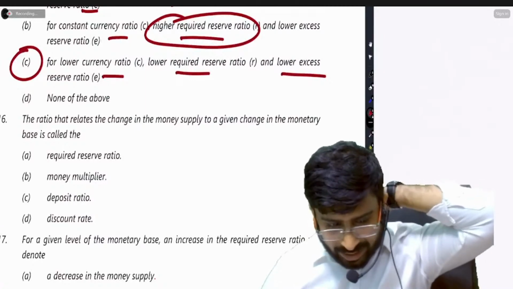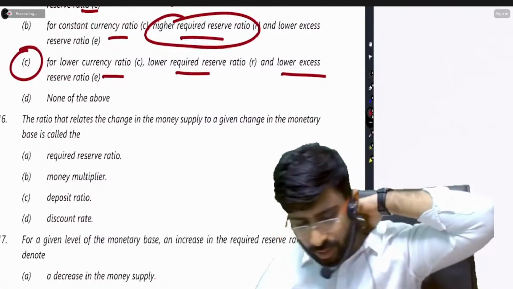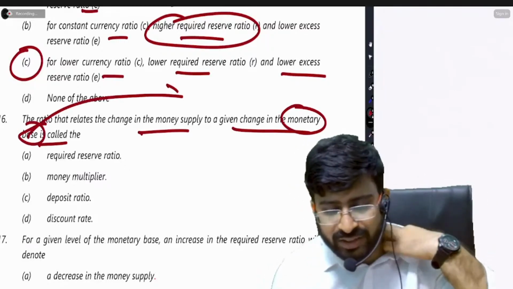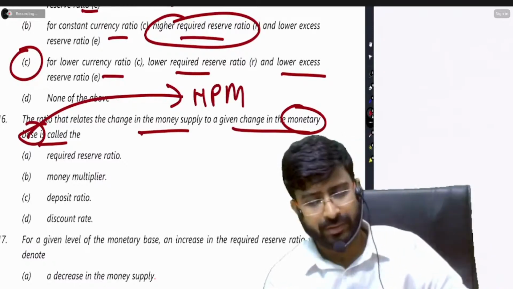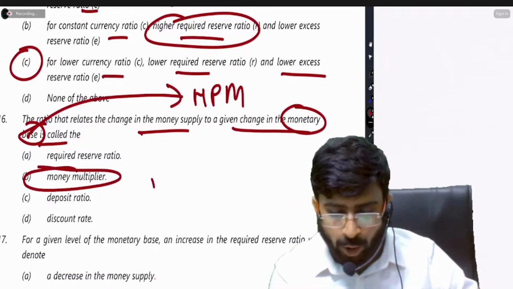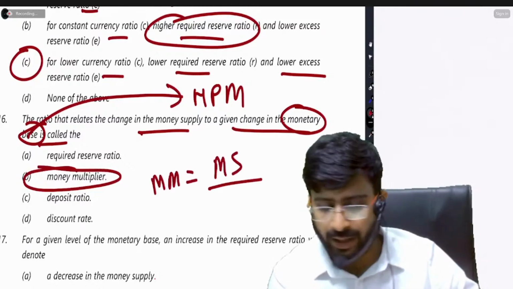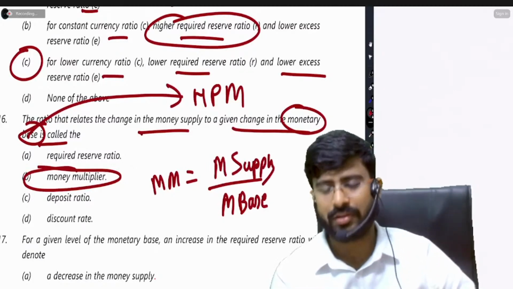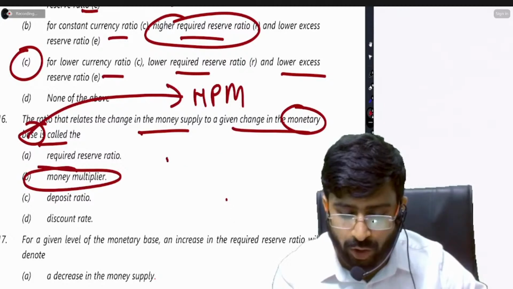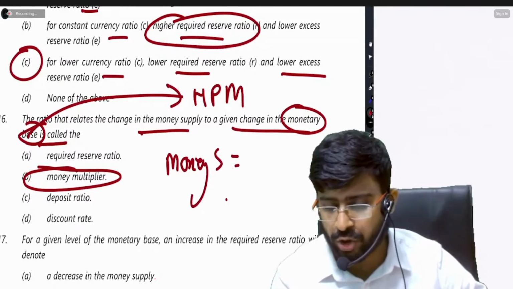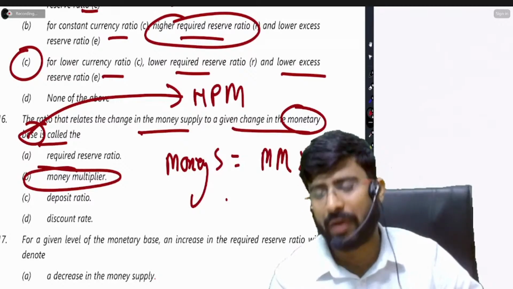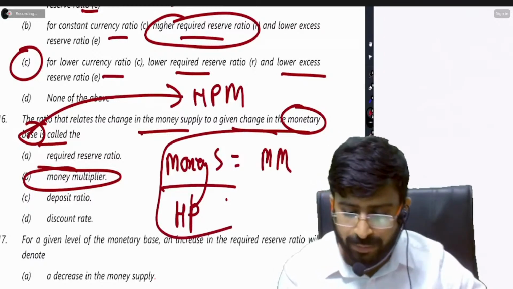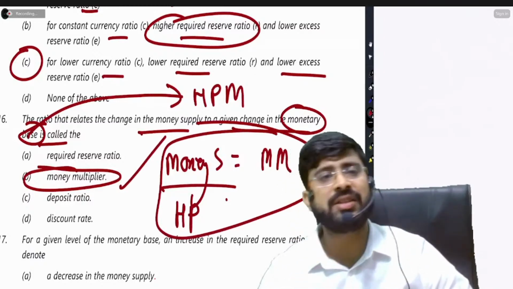The ratio that shows the change in money supply to change in monetary base. Monetary base means high powered money. What is this? Money multiplier. So all of you can write: money multiplier is money supply by monetary base. It is from that formula. Money supply equals money multiplier into high powered money. So if high powered money goes to the other side, it will be divided, and here becomes the formula. So it is called money multiplier. Very easy question.